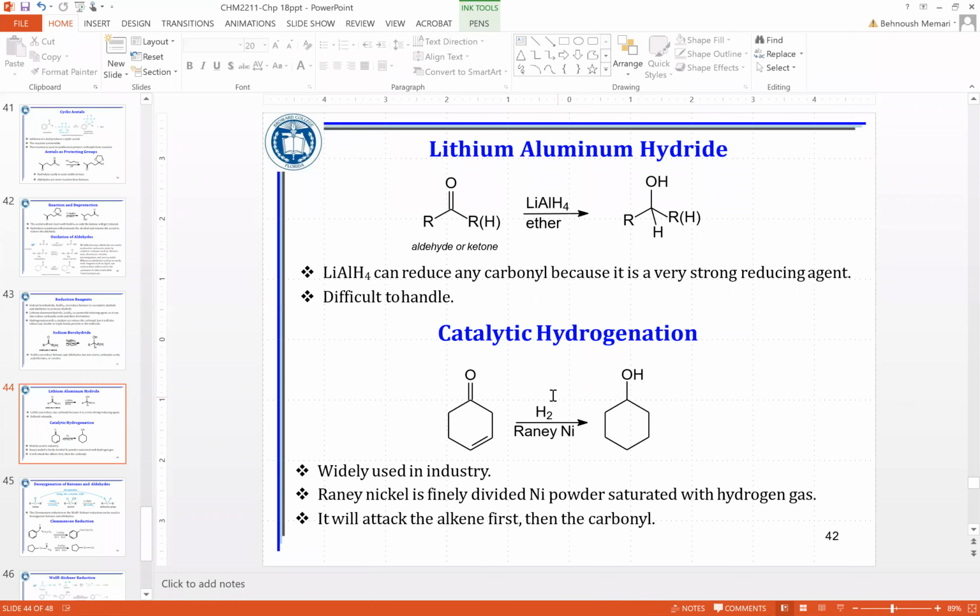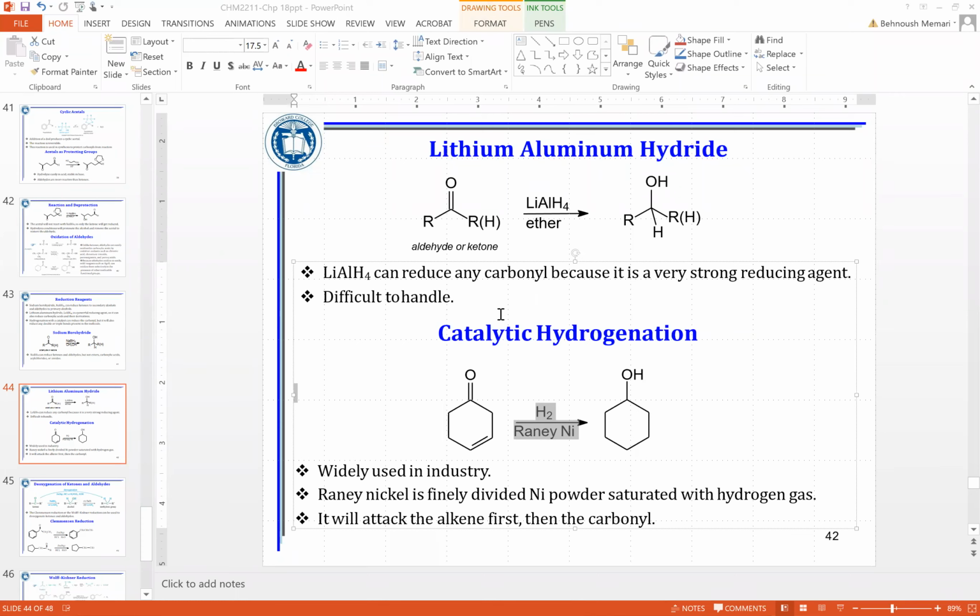If you use hydrogen with the catalyst, or catalytic hydrogenation, you just have to be worried about the carbon-carbon double bond. If you want to save the carbon-carbon double bond, so basically, if you want to get this product, you cannot use H2 with the nickel or platinum or palladium. You must use sodium borohydride to save the carbon-carbon double bond. But if you want to saturate the carbon-carbon double bond as well, you have to use the hydrogenation or catalytic hydrogenation.